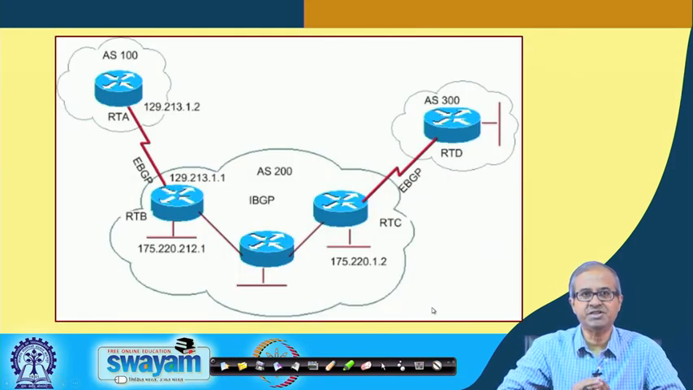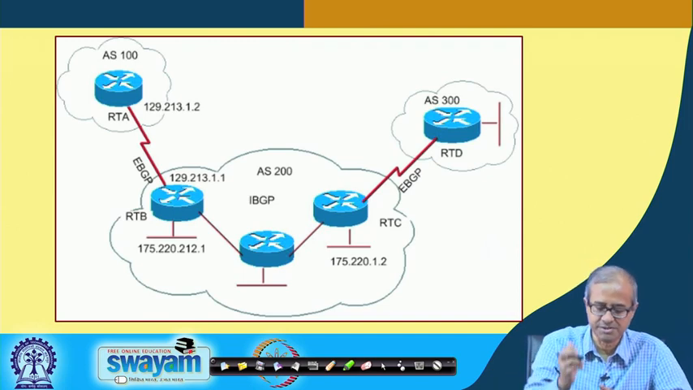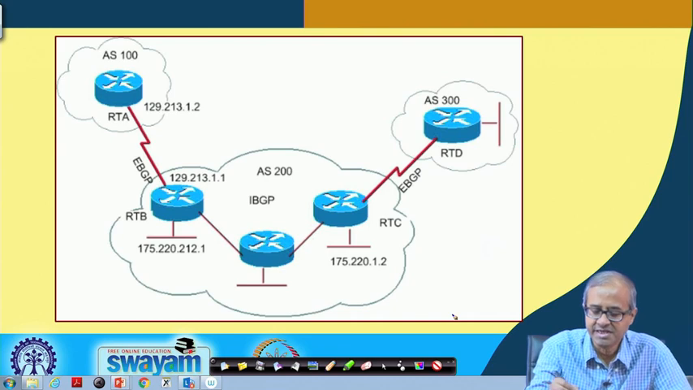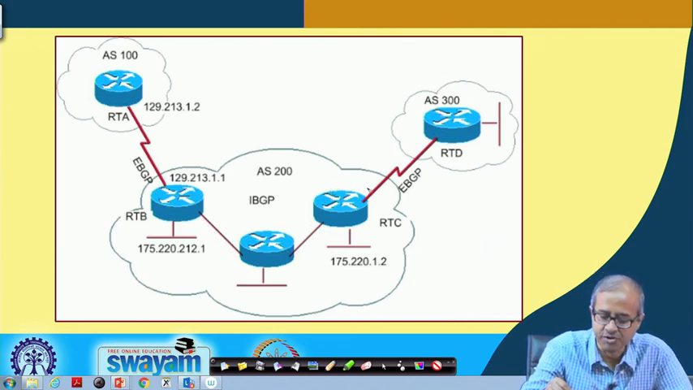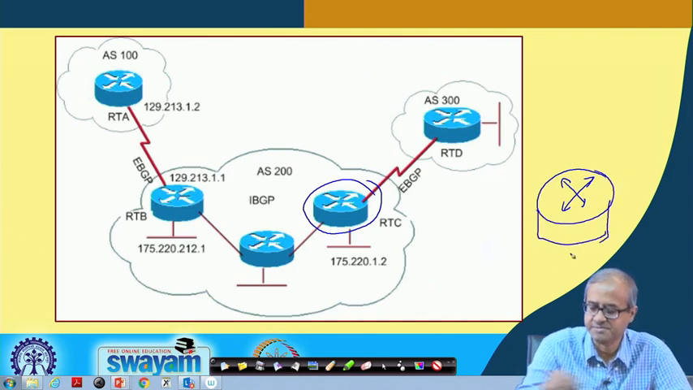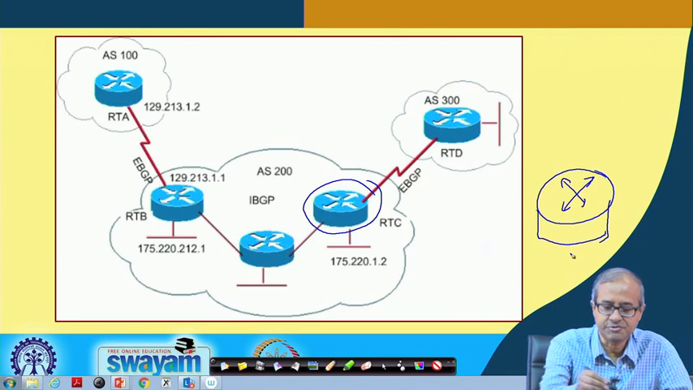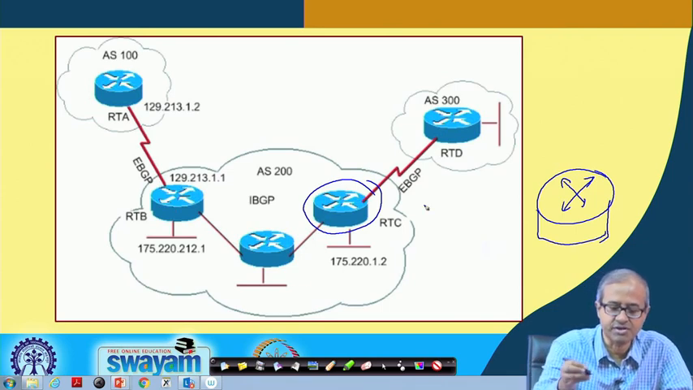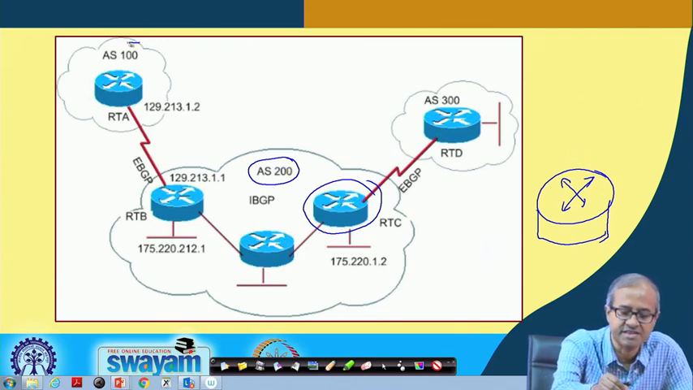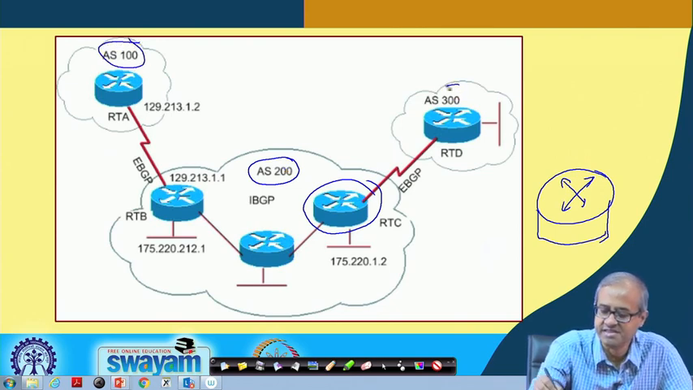So, here I am just showing you a couple of examples. The first thing is that the routers that I talked about, this is an alternate symbol of a router. This is how you represent a router, like this. Here you are seeing that there are several routers and some autonomous systems. This is autonomous system number 200, let us say, this is 100, and this is 300.